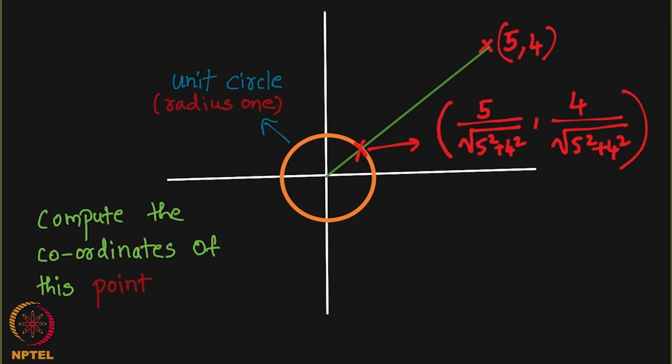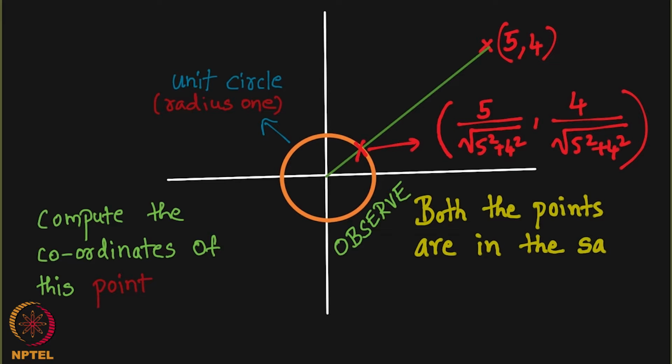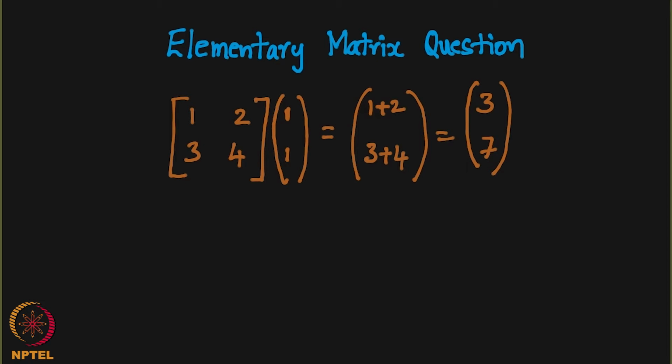So far so good. You all understand what has happened so far. Let us observe something. A very obvious observation is that both the points are in the same direction. From the origin, if you can see, these two vectors, 5, 4 and 5 by square root, 4 by square root, both of them are in the same direction. Now, let me look at what just happened before. We took, let me repeat this.